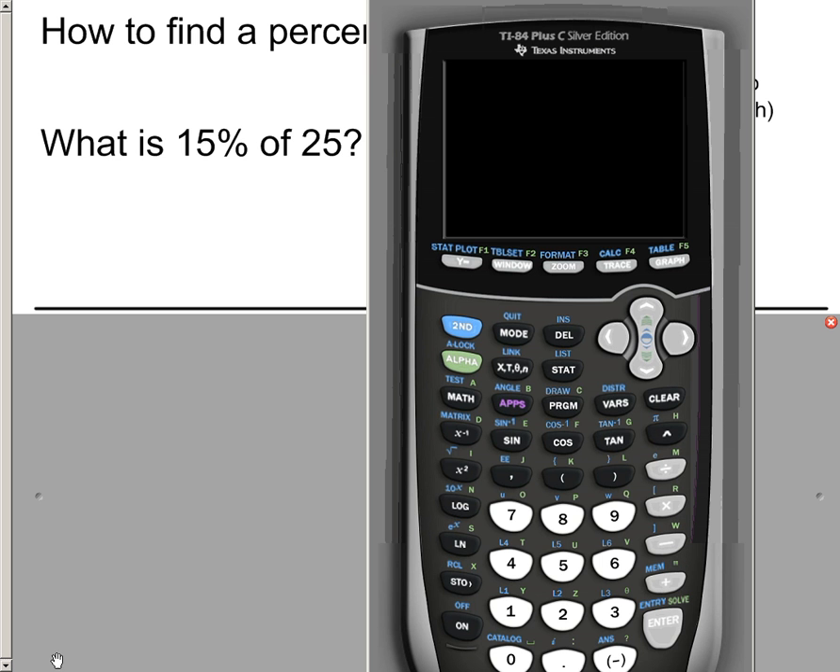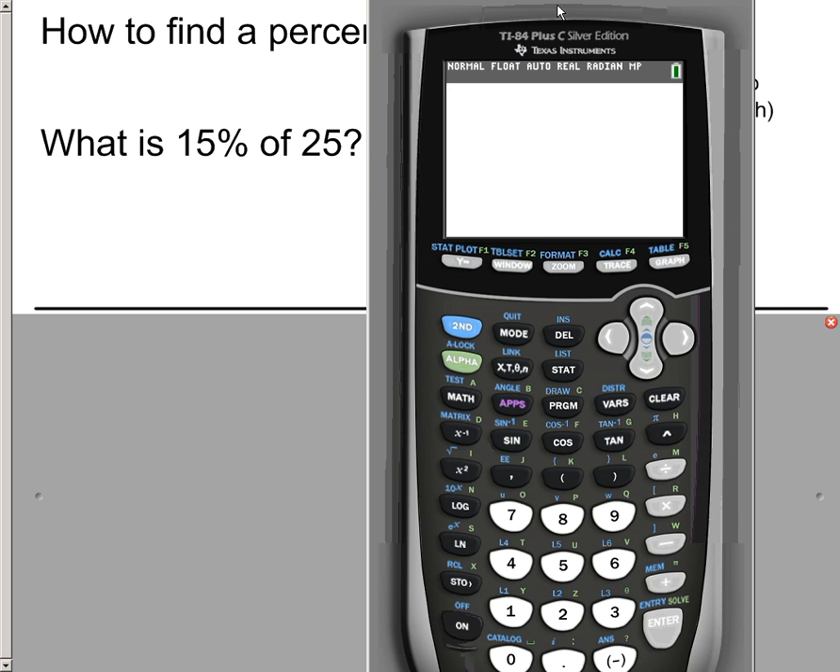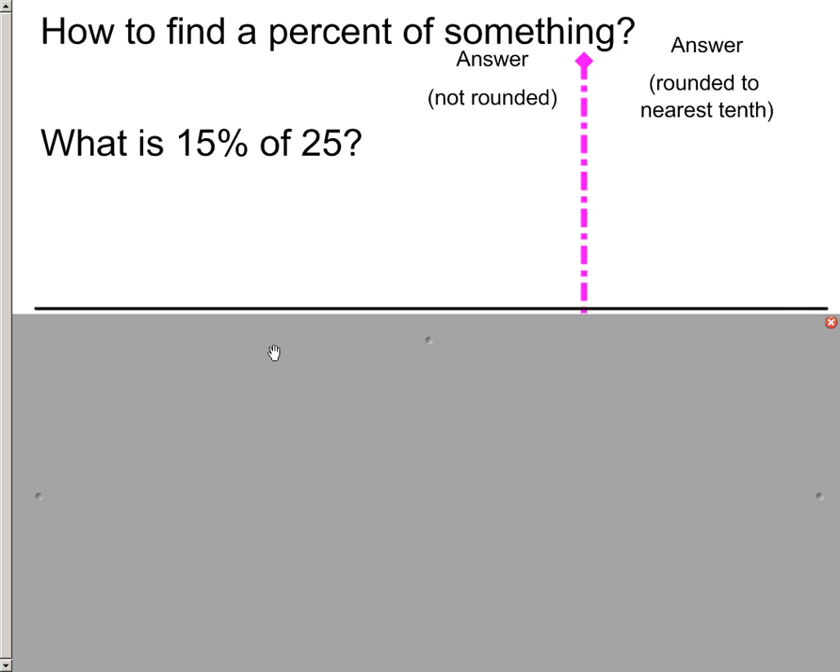How do you find the percent of something? Basically, we're going to assume that you have a calculator off to the side, and we'll pull that out when we need it. Here's what you do. You ask yourself the question, what is the percent of whatever number you're interested in? We're going to talk about an answer that's not rounded, and sometimes they'll say round to the nearest tenth, that sort of thing, and I'll show you how that goes. So always pay attention to your instructions and do what they want.